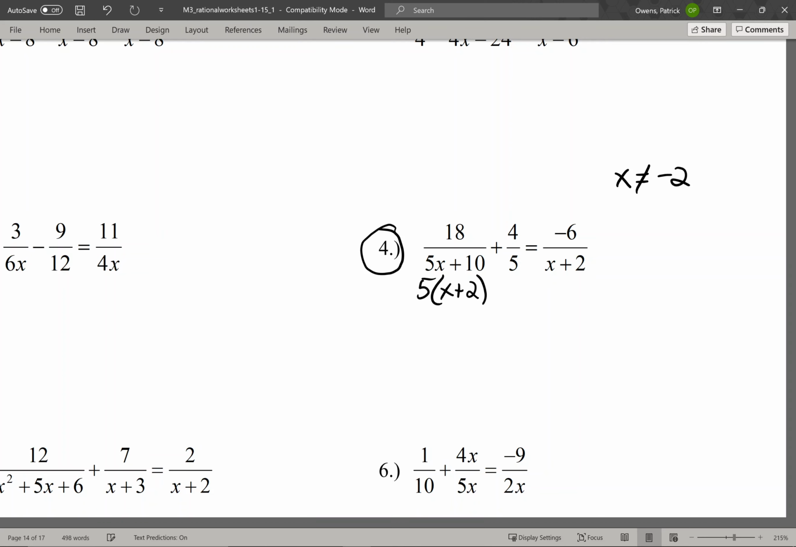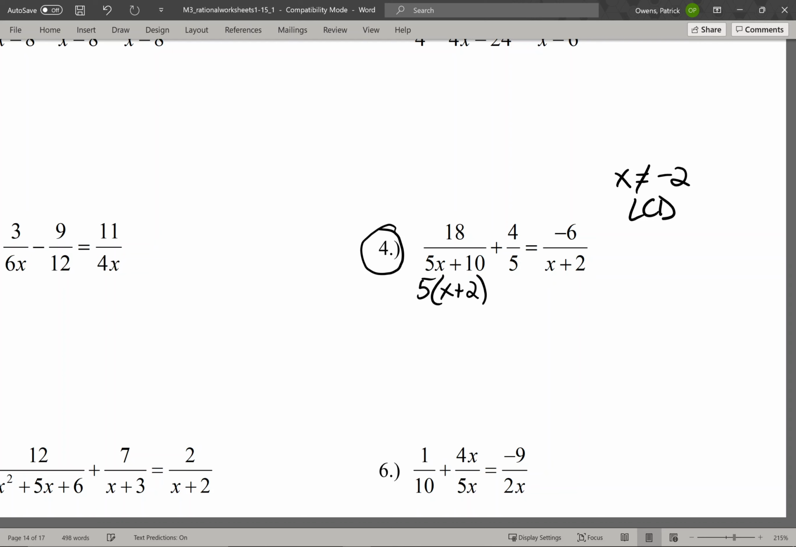If we did get something later on where our problem that we solved said, hey, x can be equal to -2, we want to look back at this and say, no, it can't, because it wouldn't hold up during the entire problem. So then we want to find our least common denominator.